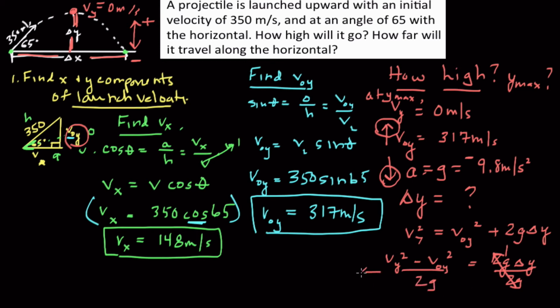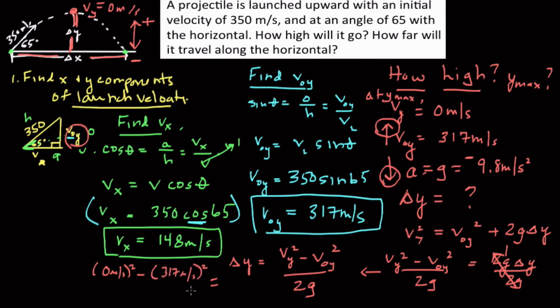And so I'm going to move my work over here. I end up with delta y equals final velocity in the y direction squared minus initial y velocity squared over 2g. Now I'm going to substitute my numbers into that. I'm kind of going right to left here. Sorry about that. Final velocity is 0 squared minus the initial velocity was 317 squared. Notice I put those squares on the outside of the parentheses because I need to square the units too to make them come out right.